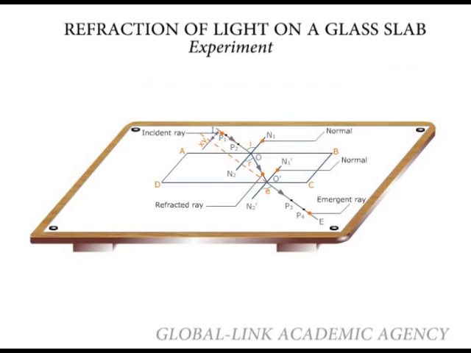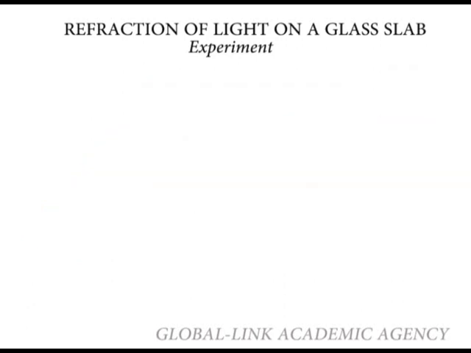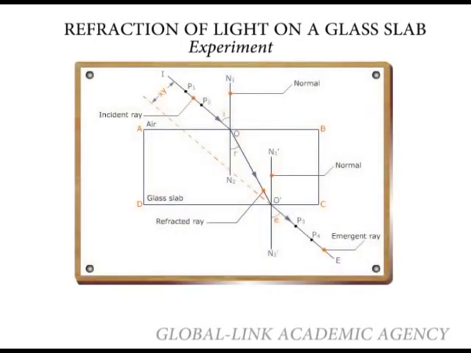Now to sum up, this experiment simply shows you that when a ray of light is passing from air to glass, that is, from a rarer medium to a denser medium, the refracted ray bends toward the normal, drawn at the point of incidence. The emergent ray O'E is the refracted ray emerging out of the glass block. O'E is parallel to the incident ray. This means that the refracted ray has been displaced from its original path by a distance xy. This is referred to as lateral displacement.